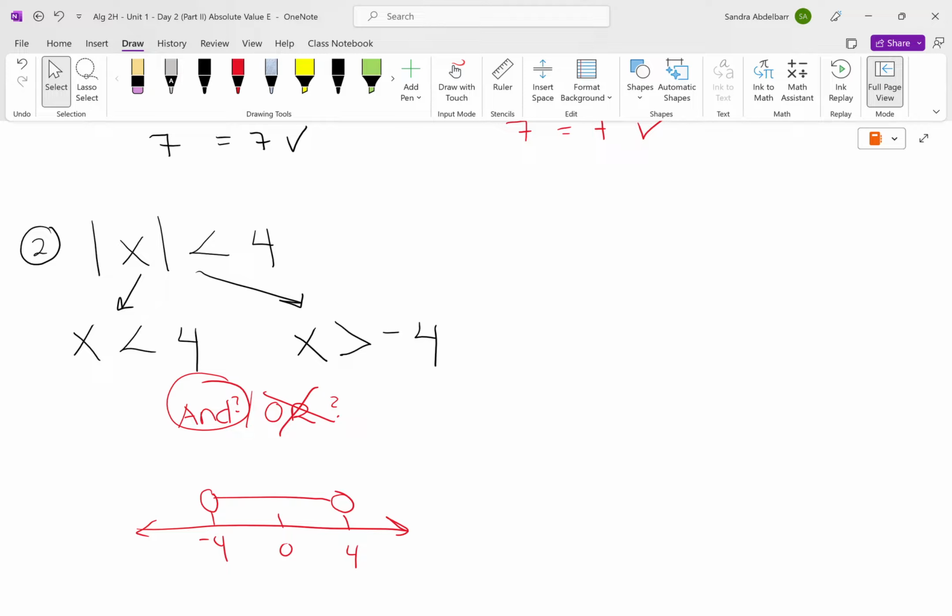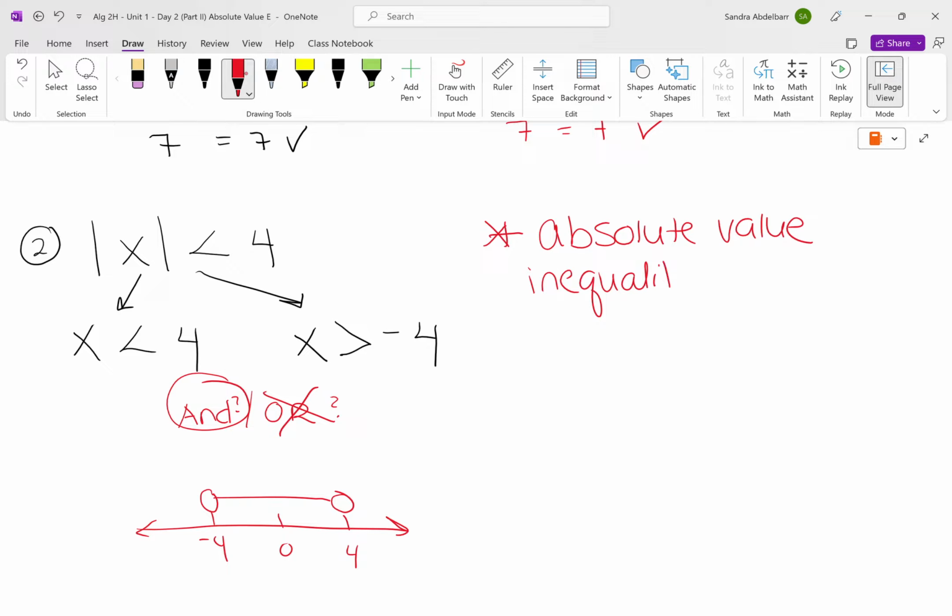So what does this mean? When we have an absolute value inequality, if the inequality is the less than symbol, it means you're more restricted, which means and is more restrictive than or. So when it's less than, it's always going to be an and problem. Absolute value inequality less than will be an and problem.